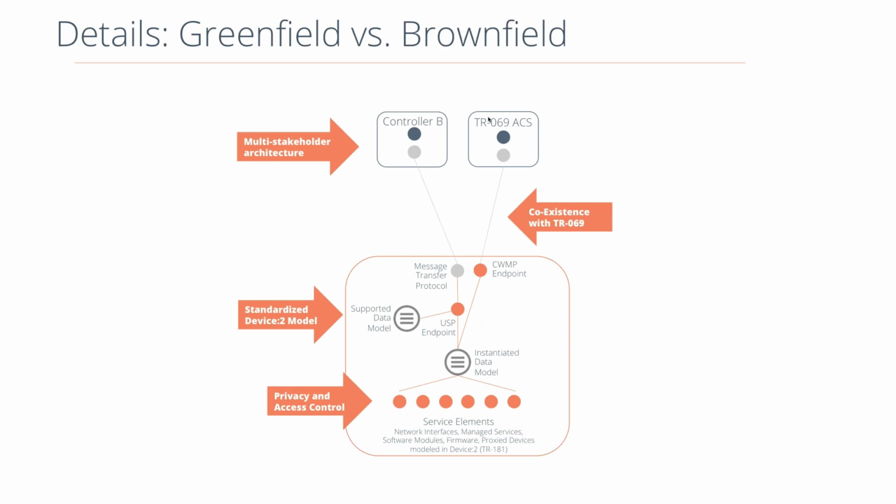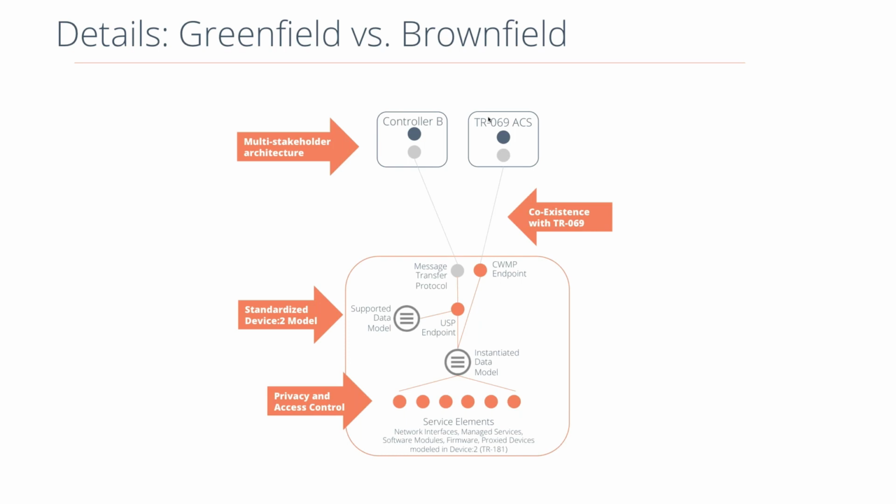Then you have your standardized Device:2 data model. That basically is showing how, underneath the covers of the device, you have this mapping between your Device:2 data model and your underlying concepts, libraries, and so forth, and how that maps into different levels of protocols. So as you can see, you have both a USP endpoint and a CWMP endpoint, both coming into your instantiated data model there for the communications.